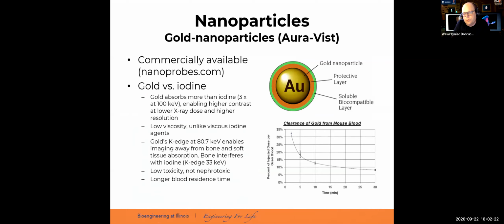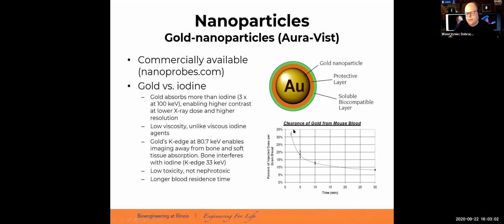These are gold nanoparticles called AuroVist. They are commercially available, and they have about 3 times higher absorption, which enables higher contrast at lower X-ray dose and higher resolution. It provides low viscosity, similar to the iodine agents. Relatively low toxicity, with no nephrotoxicity associated. It also has a longer blood residence time, as we can see over here.